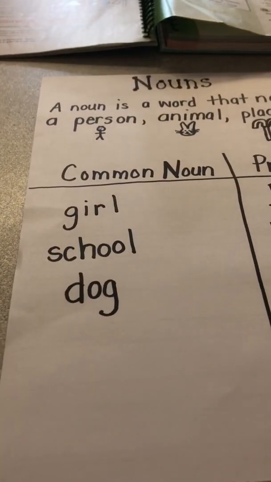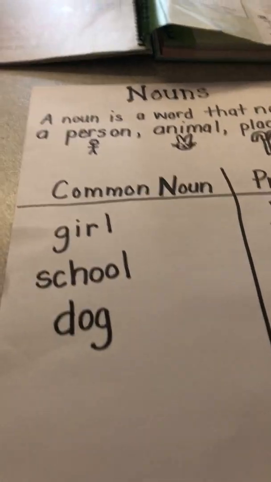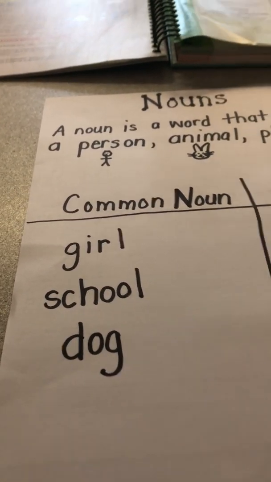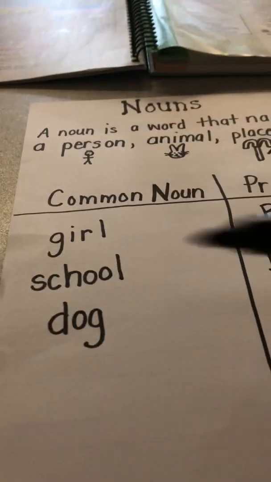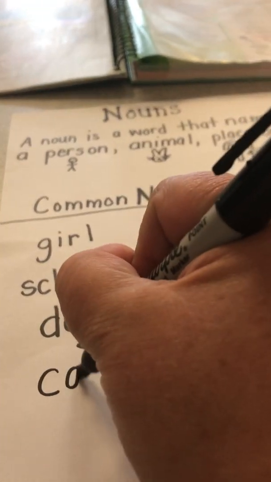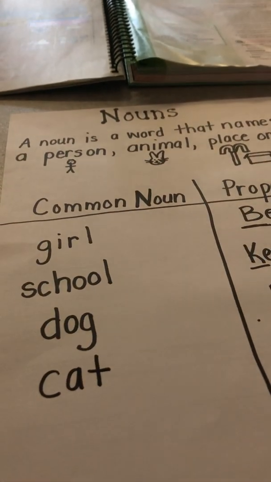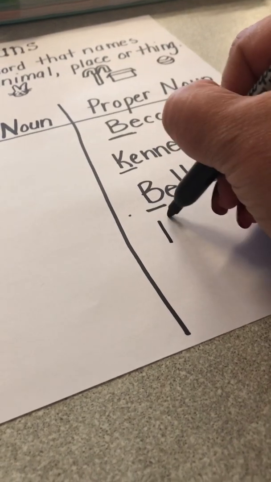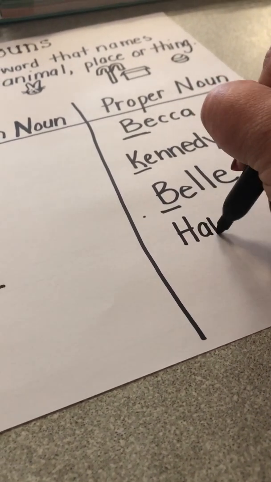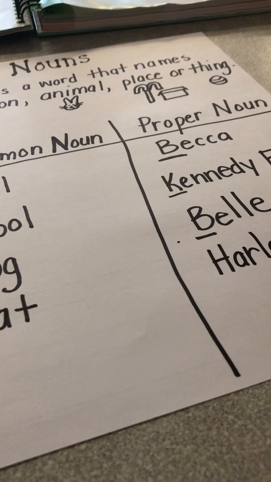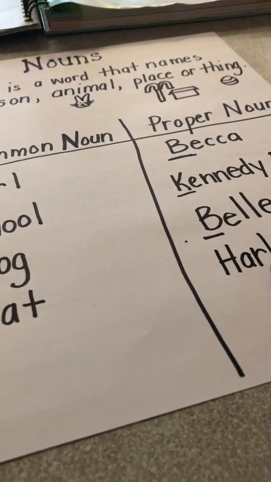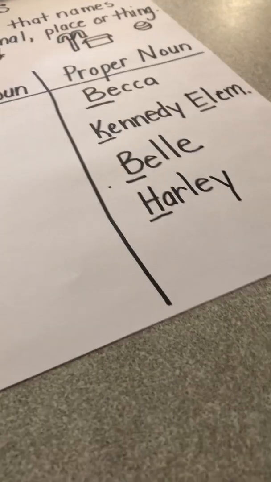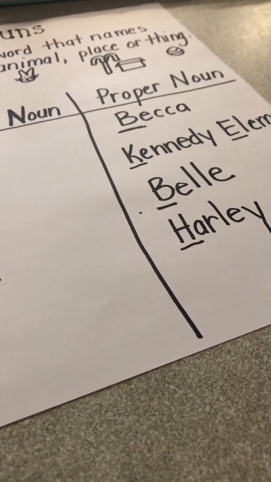And last, let's think of a cat. There's an animal, a cat. It could be any cat. But when I come over here and I write Harley, then I know that's a proper noun because I used a capital H. And it's the special name of one of my cats. I have a cat that's named Harley.